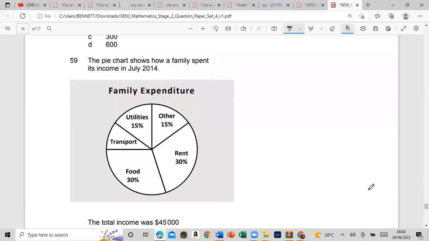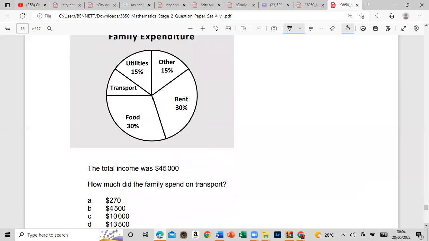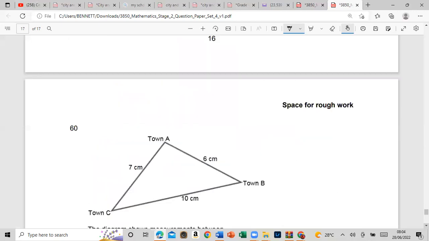The pie chart shows how a family spent their income in July 2014. Total income was 45,000. How much money did the family spend on transport? So 30 and 30, 60. 30 and 30, 60, and that's 90. So the parents spend 10% on transport. 10% of 45,000 is 4,500. 10% is the same as dividing by 10.